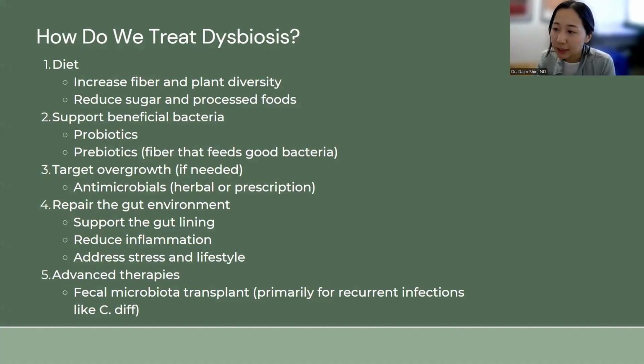Treatment for dysbiosis isn't just about killing off bacteria, it's really about restoring that balance. We usually start with diet, increasing fiber and plant diversity while reducing sugar and processed food. Then we also support beneficial bacteria with probiotics and prebiotics. If there's an overgrowth, we may use targeted antimicrobials.